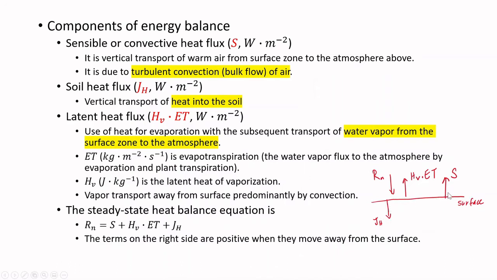The other two: one is the convective heat flux, due to the turbulent convection of the air. It moves outward. The warm air on the surface moves up and carries the energy with it, so that is called the convective heat flux. Also, when the surface has water, the water vaporizes into water vapor, and plants absorb the water and evaporate it. Both evaporation and transpiration combine to give the latent heat flux. So they all move away, and we only have one incoming and three moving away from the surface.